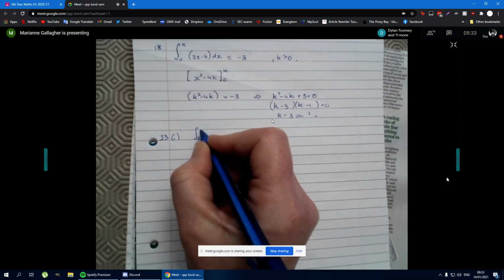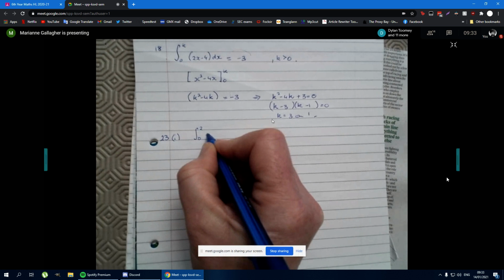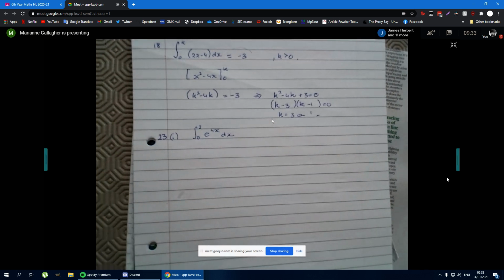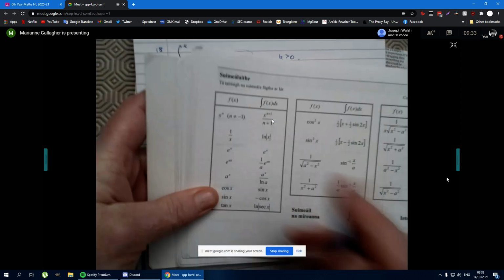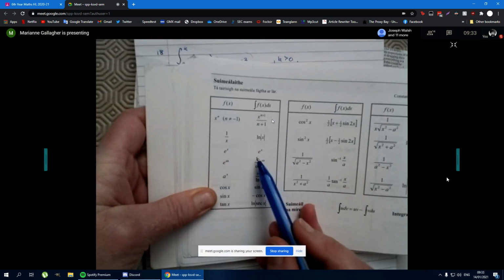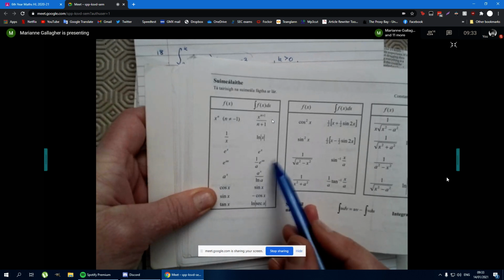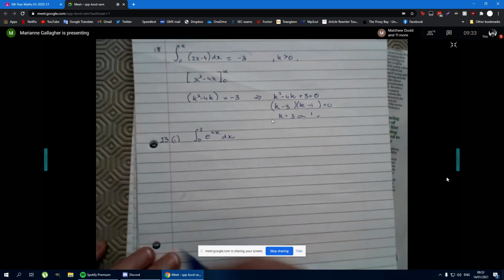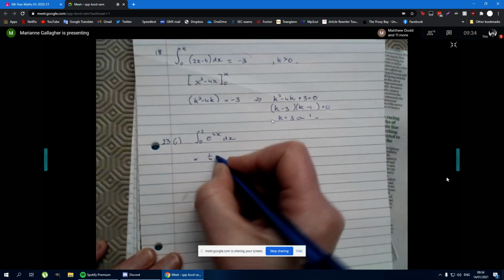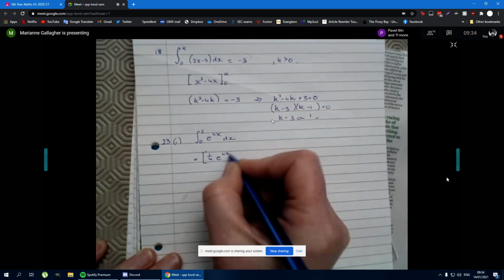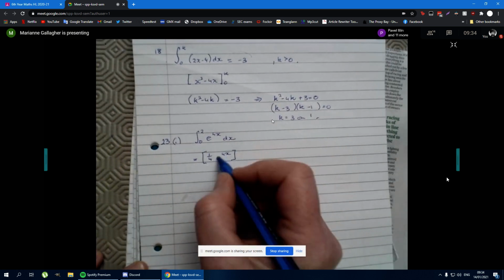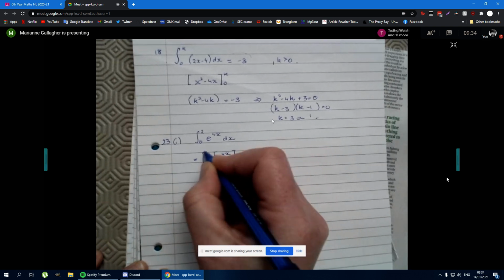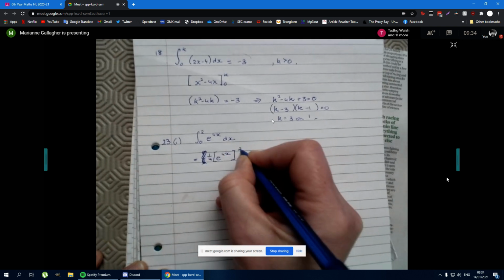So we've got 23, which is 0 to 2 of e to the 4x dx. And where am I in the log tables now? So if you have e to the ax, when you integrate it, it's 1 over a e to the ax. So a in this case is 4, so we've got 1 over 4 e to the 4x. And you can take the 1 over 4 outside the brackets or leave it inside, doesn't really matter. Actually, let's leave it outside because it's a common factor. And we're subbing in 0 and 2.